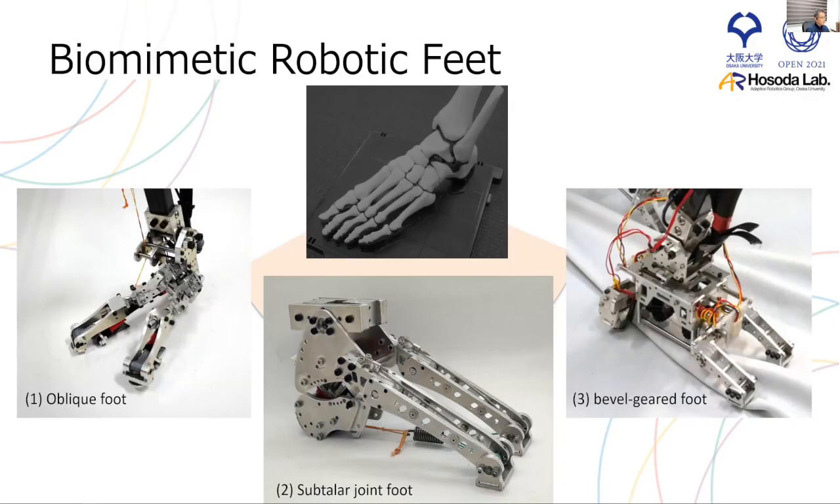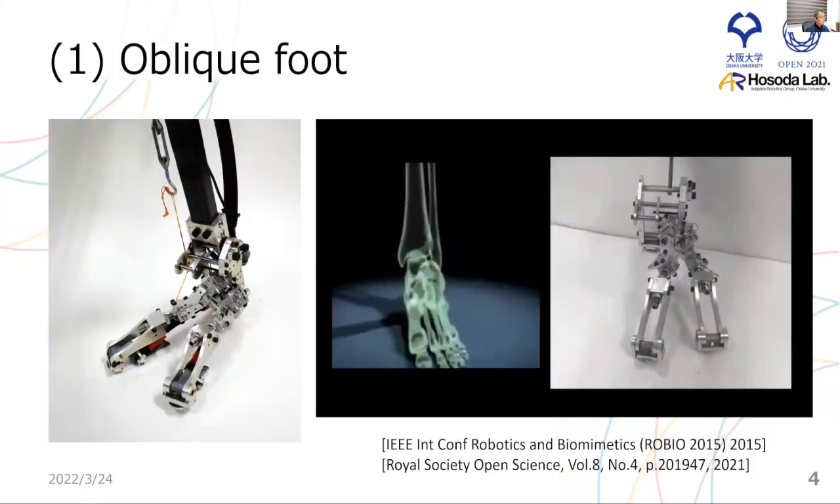The next one is the subtalar joint. The subtalar joint exists between the talus and the calcaneus, and generates the movement here. This calcaneus, the heel bone, is connected with what we call the plantar fascia, the muscle in the foot. And finally, we introduce what we call the bevel gear foot, which imitates the mechanism existing in the foot. I would like to explain them one by one.